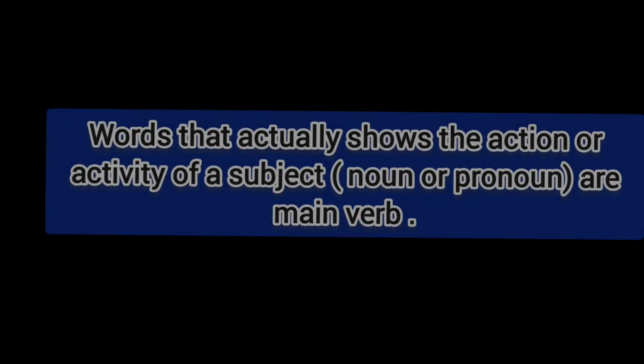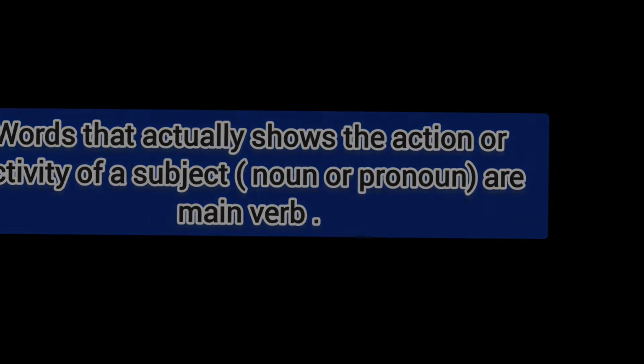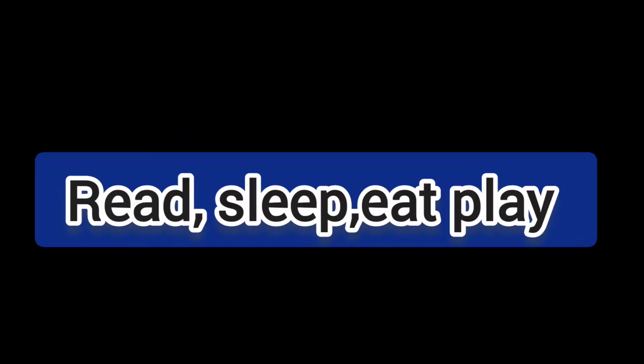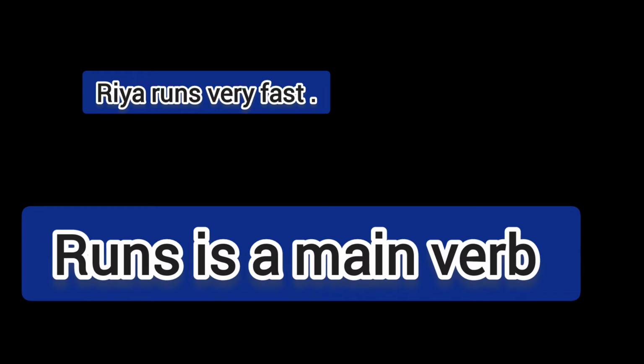Types of verbs. Main verbs. Words that actually show the action or activity of a subject. They don't take help of any other word. For example, read, sleep, eat, play are main verbs. Like, Raj eats an orange. It is a complete sentence, and the verb is eats. A main verb provides complete meaning to the sentence. Riya runs very fast. Here, runs is a main verb.